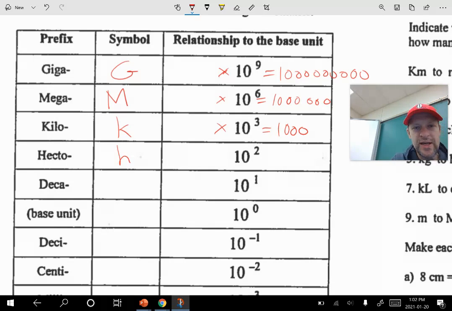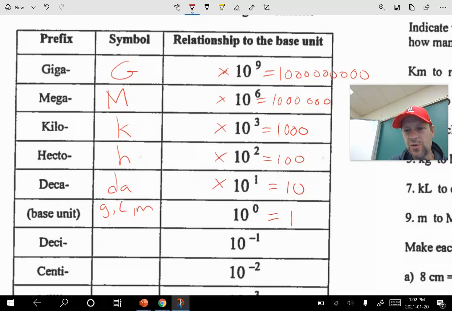Hecto is a lowercase h, and it's times 10 to the power of 2, which is equal to 100. Deca is actually dA, and it's times 10 to the power of 1, which is a real nerdy way of saying just 10. And then you have your base unit, which has no prefix on it. So this is where your grams or your liters or your meters for lengths, stuff like that would go in. You don't have to write that in there. 10 to the power of 0 is equal to 1.